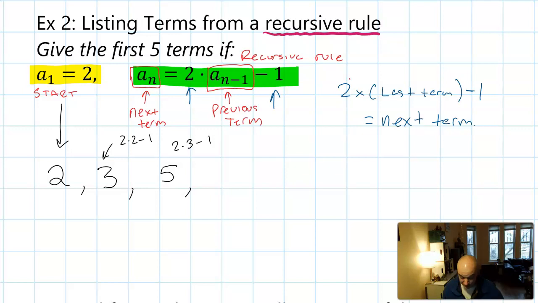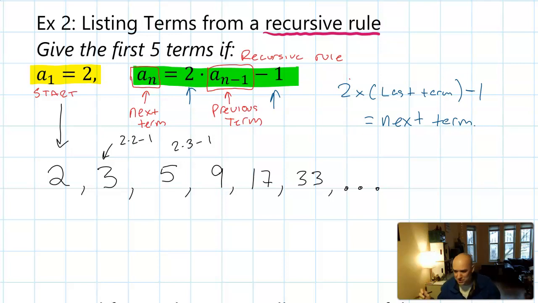2 times 5 minus 1 is 10 minus 1. That's 9. 9 times 2 is 18 minus 1 is 17. So it started out pretty tame, 2, 3, 5, but now I'm up to 9, 17. This thing's actually going to grow pretty fast because I'm doing this doubling. We'll do one more term. 17 times 2 is 34, minus 1 is 33. We can see that this is actually growing pretty quickly.